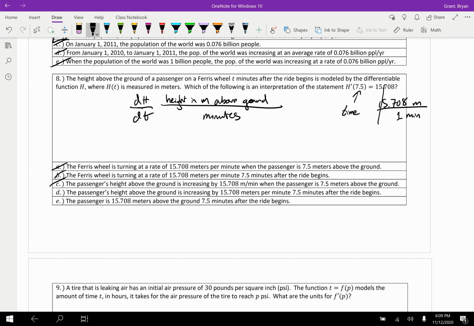7.5 minutes after. Yeah, this is in meters per minute, and it is 7.5 after. It's got to be D, but let's look at E. The passenger is 15.708 meters. No, this is meters per minute. Cool. And that one's out.